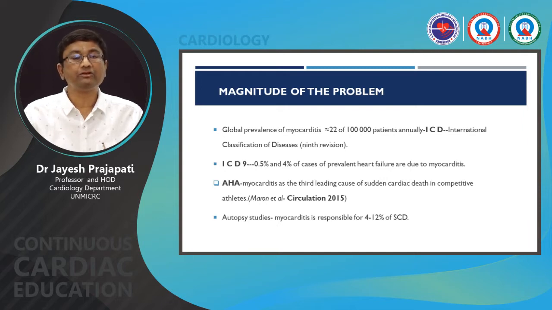The global prevalence of myocarditis is 22 per 1 lakh patients annually as per the ICD 9th revision classification, and 0.5 to 4% of cases of prevalent heart failure are due to myocarditis. AHA says that myocarditis is the third leading cause of sudden cardiac death in competitive athletes, and autopsy studies have also shown that myocarditis is responsible for 4 to 12% of sudden cardiac deaths.